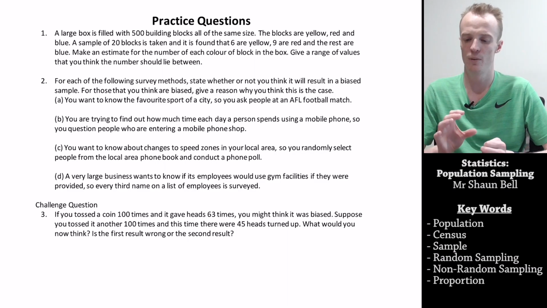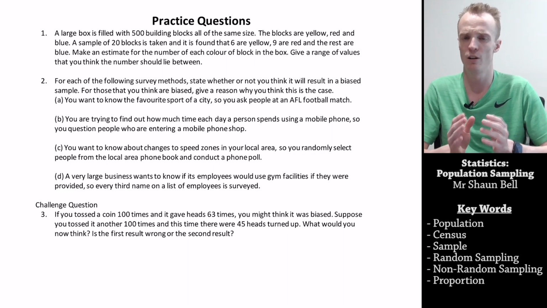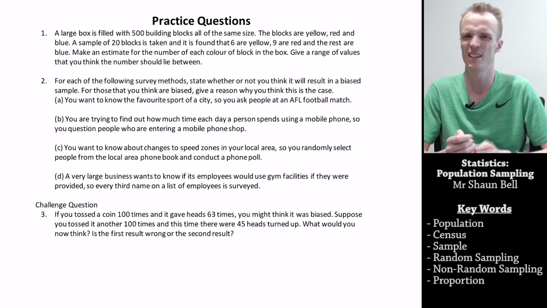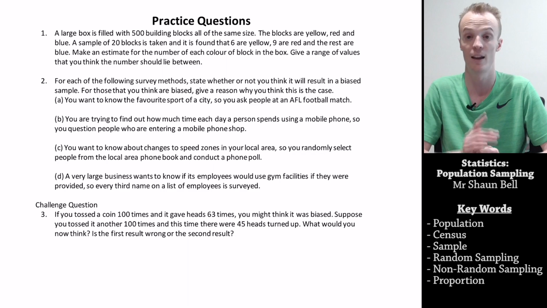Okay, so I want you to have a go at some practice questions at home. Question 1 and 2 are very similar to what we've discussed in this video. Question 3, on the other hand, is designed to challenge you a little bit. We've got a coin here that we've flipped 100 times and then we've collected some data. Flipped it again 100 times and collected some data. We're trying to work out whether this coin is completely fair or whether there is a bias to this coin of landing on heads more than it lands on tails. Can you work it out?